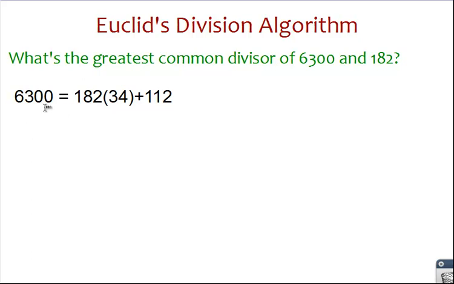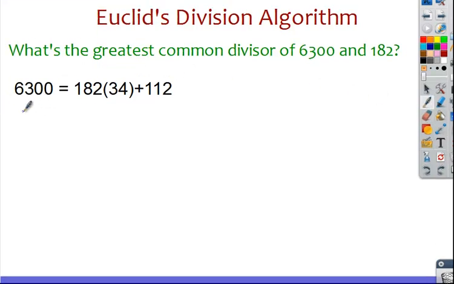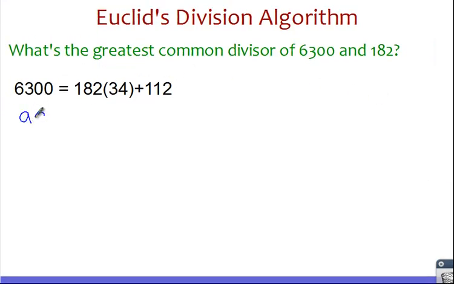If 6,300 has a divisor, let's say the greatest common divisor of 6,300 and 182 is D. Okay, so that means 6,300 is the same as, let's say, A times D. Whatever D is, when we multiply it by A, we get 6,300, and 182, of course, is also a multiple of D because it's their greatest common divisor. We'll say 182 is B times D. And we'll call 112 R for the remainder for now.